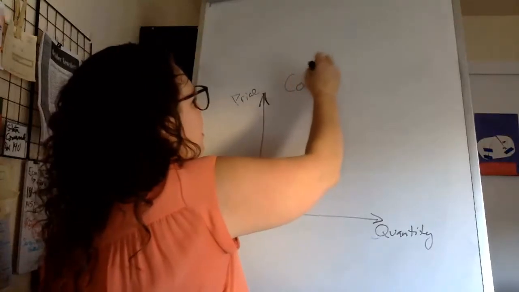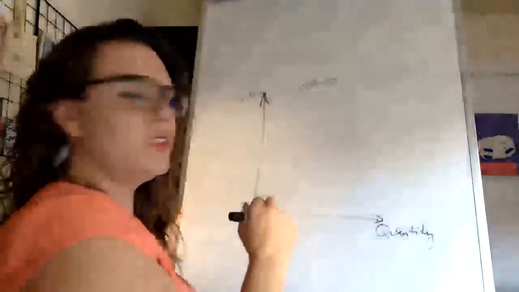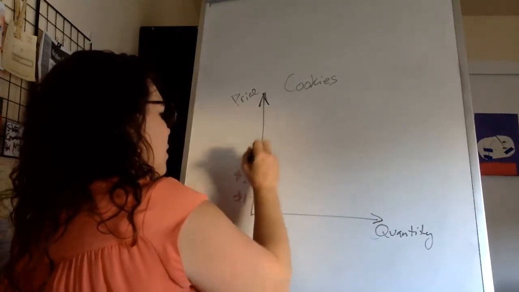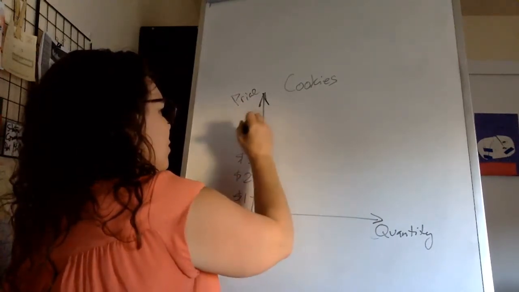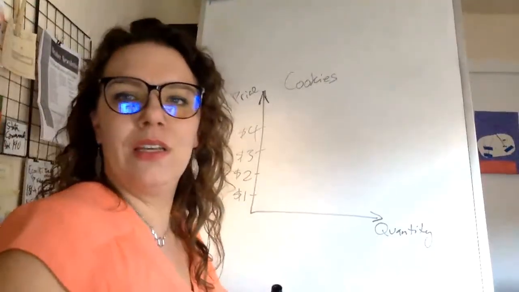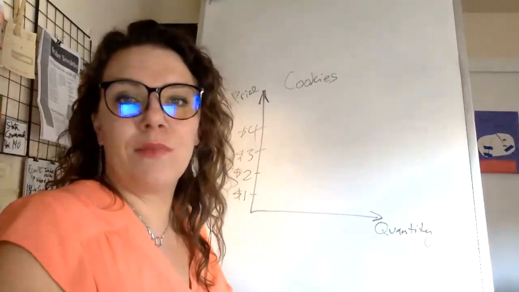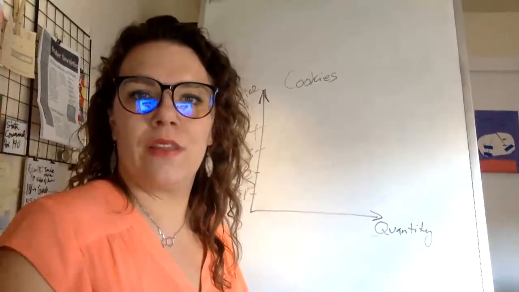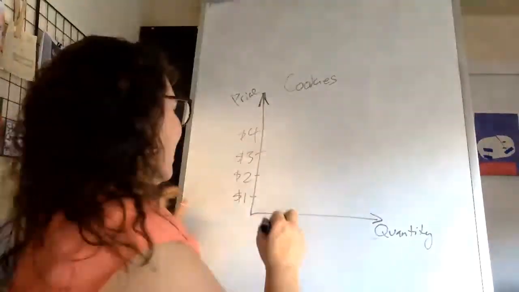And we have the market for cookies here. And our prices go from $1 all the way up to $4. And our quantities go from, market supply goes from 0 to 18, market demand goes from 2 to 17. So we can go ahead and put that in here.